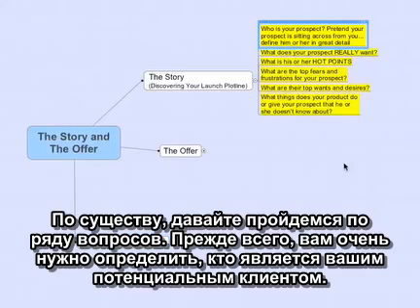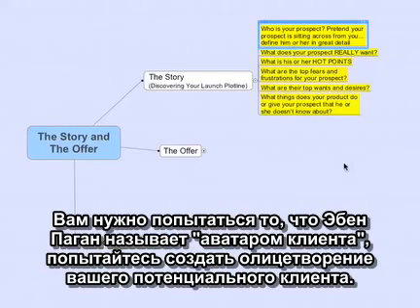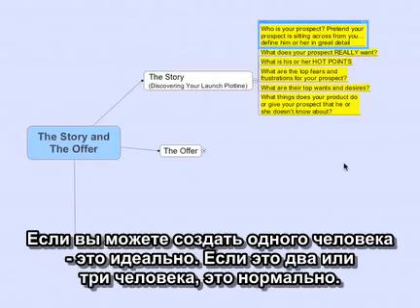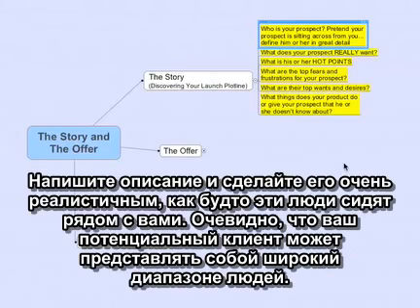So first, you really need to define who is your prospect. And what you need to do is try to create, and Eben Pagan calls this an avatar, where you try to create an avatar for your prospect. An avatar is sort of like a pretend person. So sit down and think about who is that person, who's your prospect. And if you can make it one person, that's ideal. If there's 2 or 3 people, that's okay. But sit there and write a description and get very real, like they're sitting across from you.